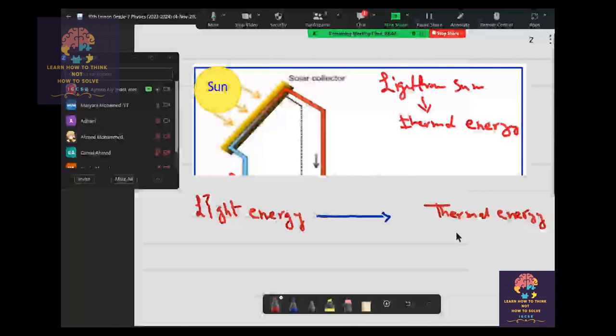If someone told you that we used the sun's energy to, for example, move our car, the light energy from the sun is converted into what? Kinetic. Very good. So we must understand the usage of energy, and based on our understanding, we will say what type of energy it is transferred into. Shall we complete?